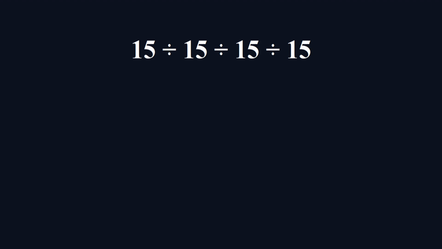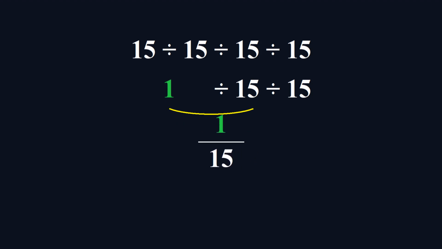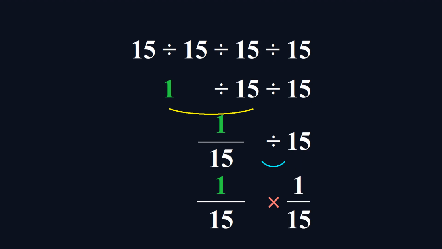So we have first this division, 15 divided by 15 equals 1. So we have 1 divided by 15 divided by 15, and we can write this part as 1 over 15 divided by 15. So we must keep the first fraction 1 over 15 and change division to multiplication, then flip the second fraction, 1 over 15, which equals 1 over 225. And this is our final answer for this problem.